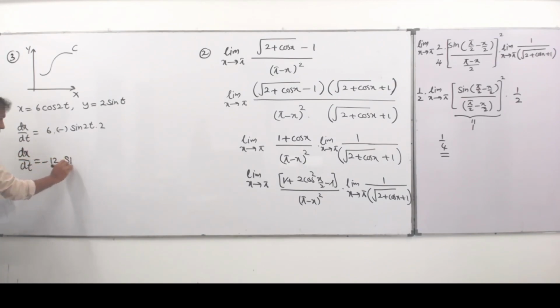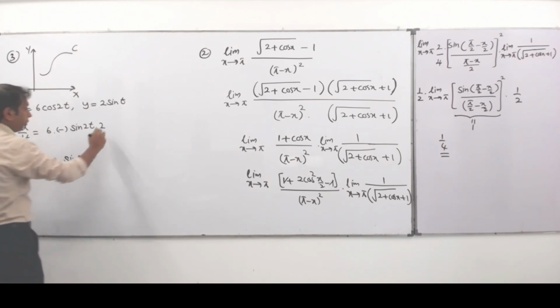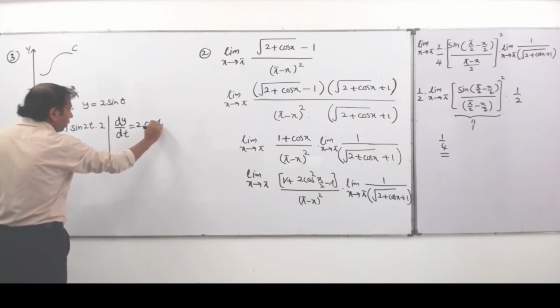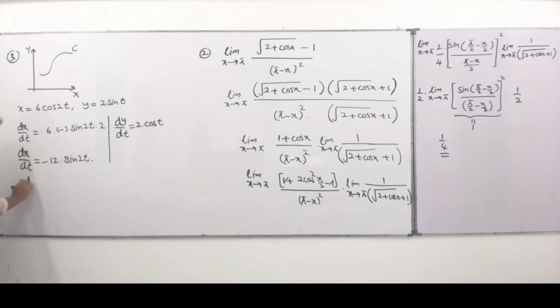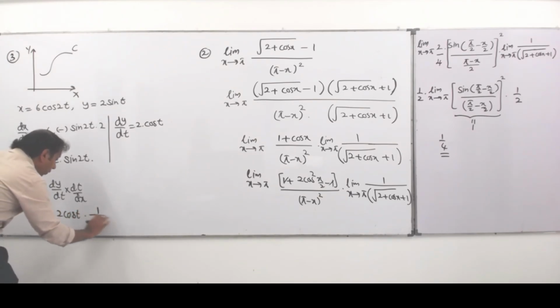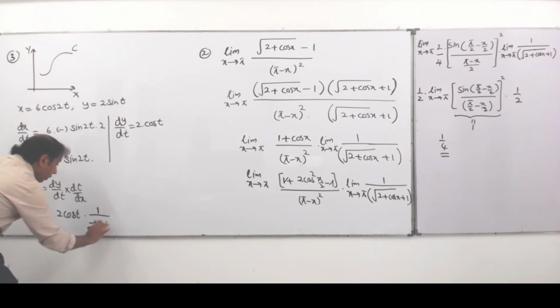And then we get dx over dt minus 12 sin 2t. dy by dt will take 2 cos t, sin t is cos t. Then we can write dy by dx by using the chain rule, dy by dt into dt over dx like this. Then dy by dx we can write dy over dt going to be 2 cos t. dt over dx means, people, the reciprocal of this, 1 over minus 12 sin 2t.